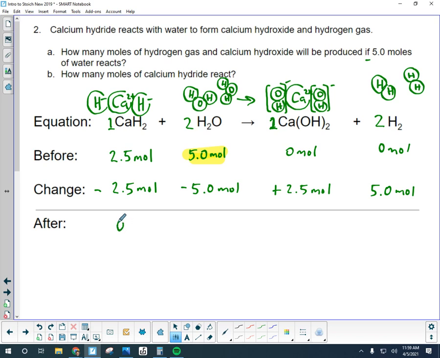So just continuing, we're going to assume that we use up all of the calcium hydride, all of the water. We're going to produce 2.5 moles of calcium hydroxide. And we're going to produce 5 moles of H2. Okay. So in answering the questions, how many moles of hydrogen gas would be produced? 5 moles.